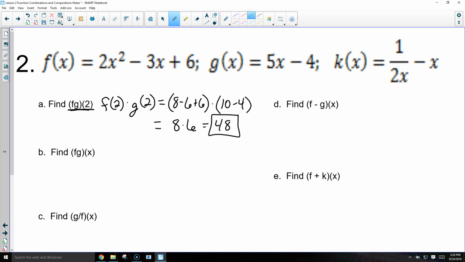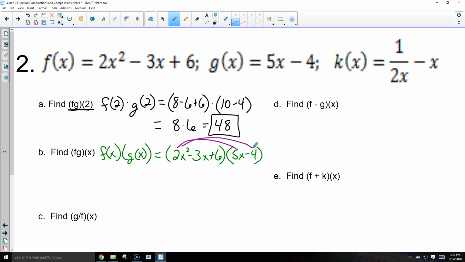Find fg of x. So this is where we want to take f of x times g of x. So my f of x is 2x squared minus 3x plus 6 times my g of x, which is 5x minus 4. And now I just want to do a massive FOIL job on this. So I'm going to distribute the 2x squared inside of here. So I end up with 10x cubed minus 8x squared.